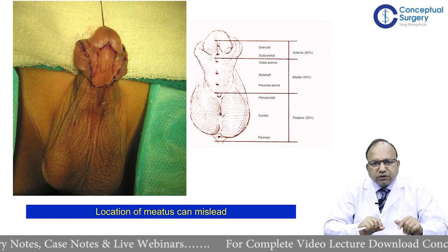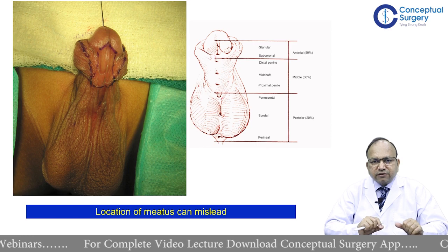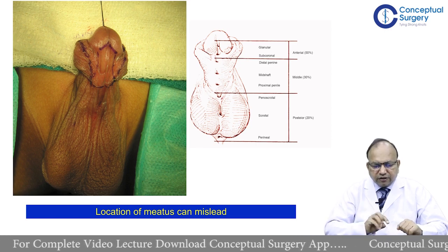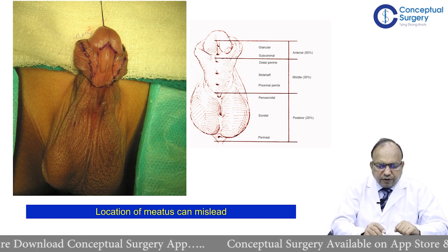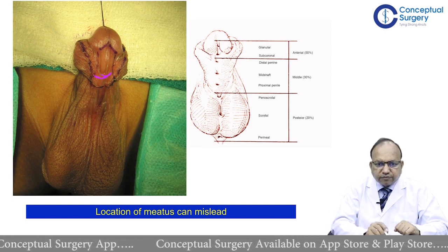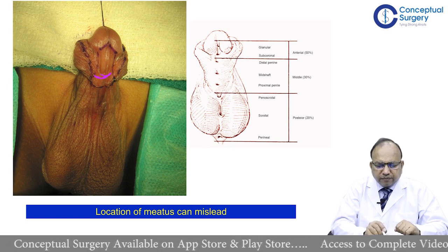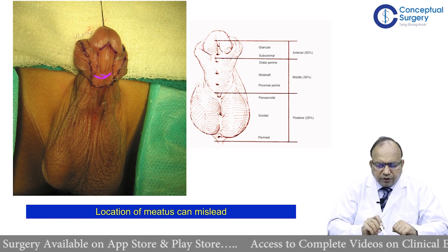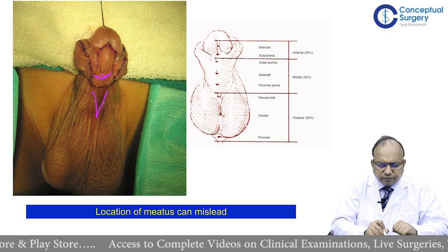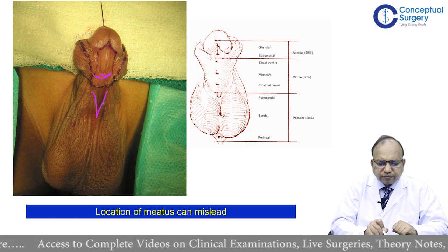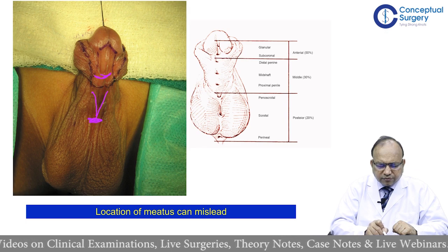When you look at the actual defect as a surgeon, then this can be very misleading. For example, in this child, as you can see, the meatus is somewhere here. That's the meatus, which is almost distal or maybe mid-penile. But when you look at the skin proximal to the meatus, this skin is very deficient. So in this child, the defect actually starts from here.